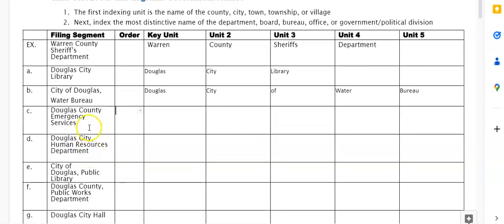For letter C, we have Douglas County Emergency Services. The name of the county is Douglas. County is unit 2. Emergency is unit 3. Services is unit 4. For letter D, we have Douglas City Human Resources Department. The name of the city is Douglas. Unit 2 is City. Unit 3 is Human. Unit 4 is Resources. And unit 5 is Department.